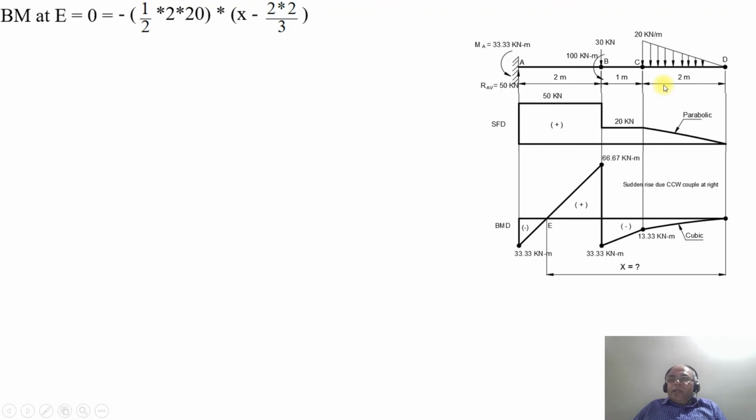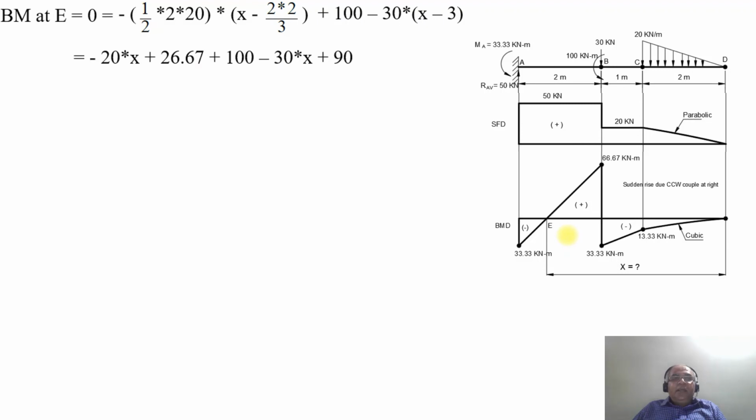Once you get this, then you have plus 100 minus 30 into the total distance, which is x minus 3 from this point. So minus 30 into x minus 3. On simplification, you will get 20 minus 20 into x plus 26.67 plus 100 minus 30 into x plus 90. So that will be equal to minus 50 into x plus 216.67. On simplification, x will be 4.33 meters.